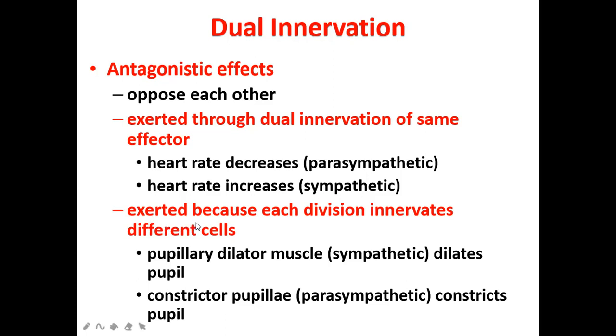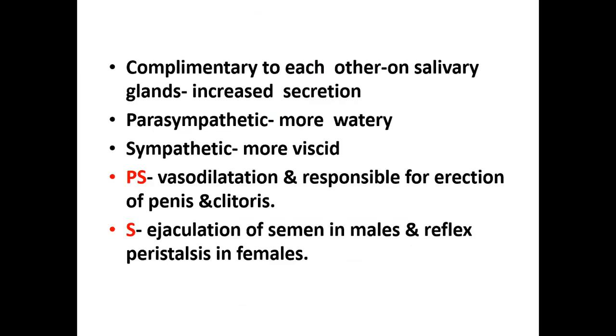The opposing effects are also exerted because each division innervates different cells. For example, there are muscles in the pupil called the dilator pupillae. The pupillary dilator muscle dilates the pupil, which is through sympathetic innervation, and the constrictor pupillae, which is through parasympathetic, constricts the pupil. So this is an opposing action.